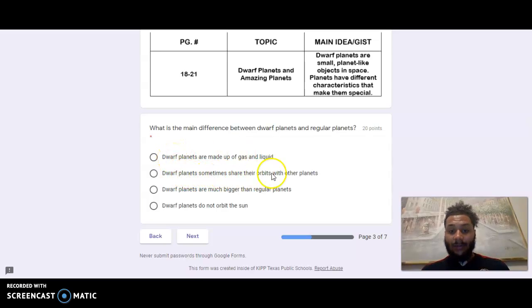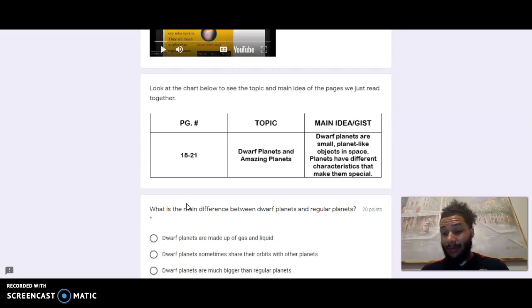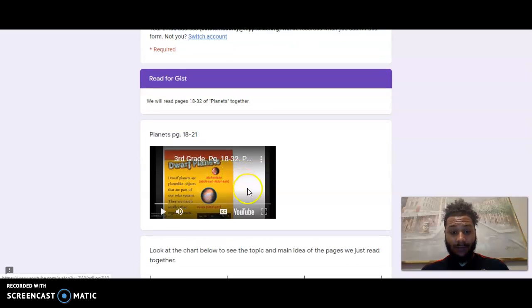Dwarf planets sometimes share their orbits with other planets. I think I read something about that in pages 18 and 21. I'll go check and make sure. Dwarf planets are much bigger than regular planets. That's actually way wrong, right? That's a terrible answer because the dwarf planets are way smaller than regular planets. And then dwarf planets do not orbit the sun. I don't remember reading that, but let me go make sure.